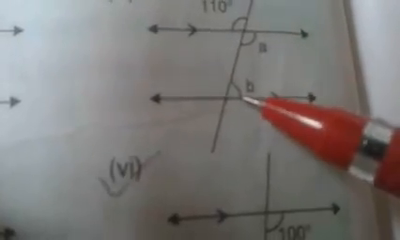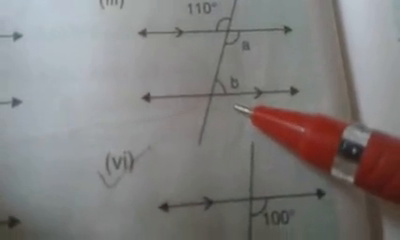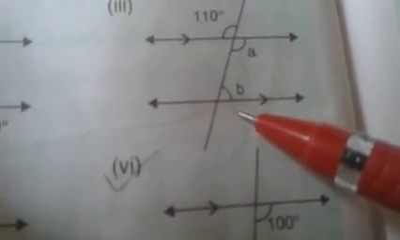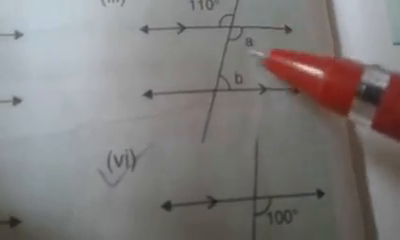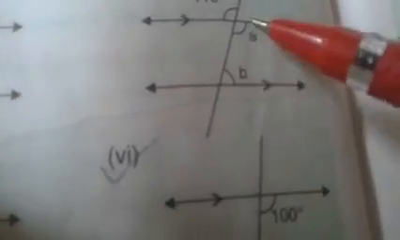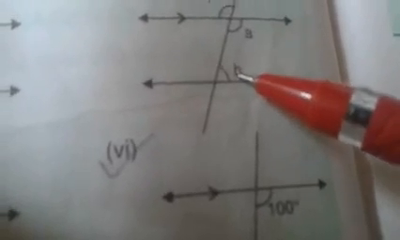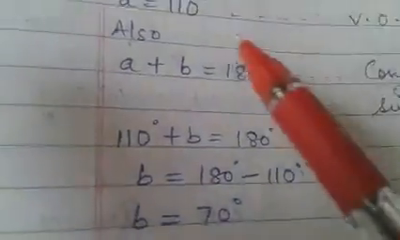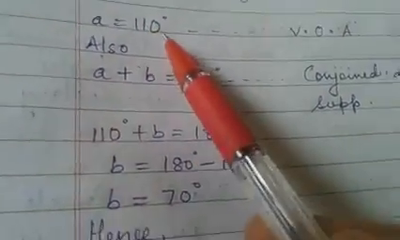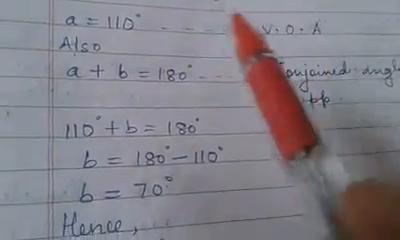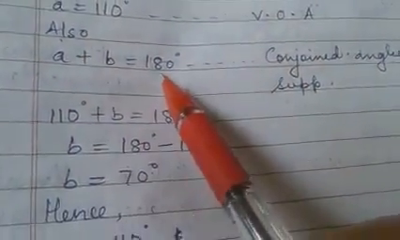So A plus B equals 180 degrees. Sum of co-interior angles is equal to 180 degrees. Right? So A plus B equals 180 degrees. So same way I have explained it here. A is equal to 110 because of vertically opposite angles. Also A plus B equals 180 degrees.